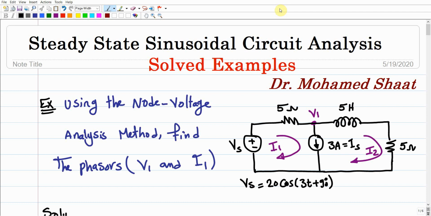In this video I'm going to solve some examples on steady-state sinusoidal circuit analysis, and I'm going to show you how we can apply the node voltage analysis method and the mesh current method to do the steady-state analysis of an electrical circuit. Nothing would be new in terms of the analysis of the electrical circuit when we apply the node voltage method or any other method that we explained in chapter 2.